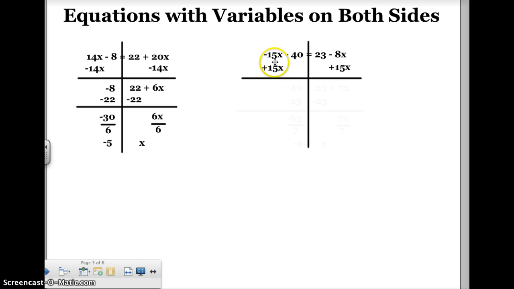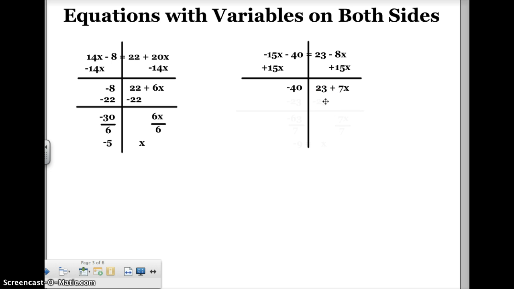Positive 15x and negative 15x make 0. They're opposites of each other. So on the left side, I just have negative 40. On the right side, I have 23, negative 8x, and positive 15x. When I combine those, I get 23 plus 7x. Now that I have my variables all to the right side, let's get my numbers all to the left side. That means I have to get rid of this positive 23.